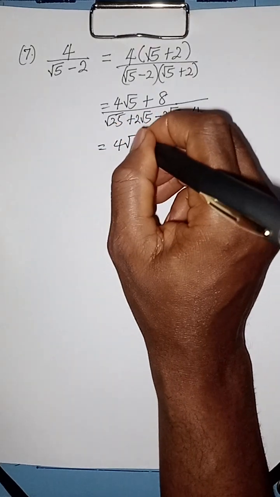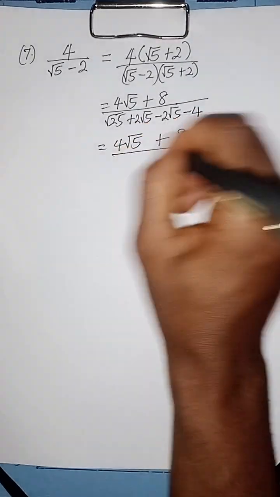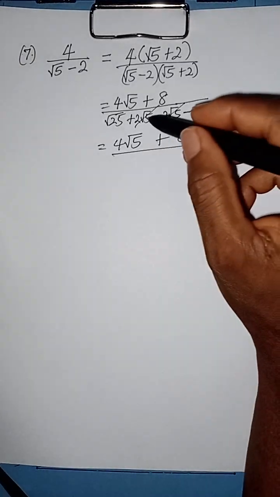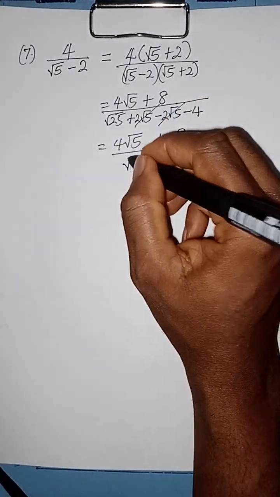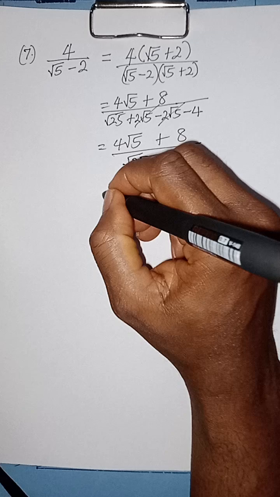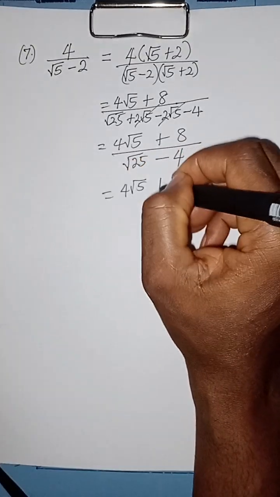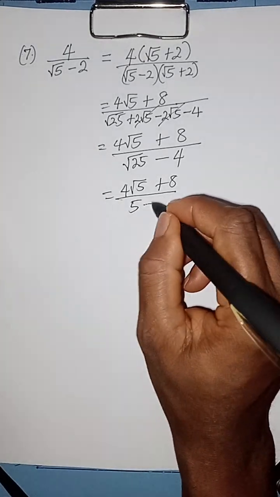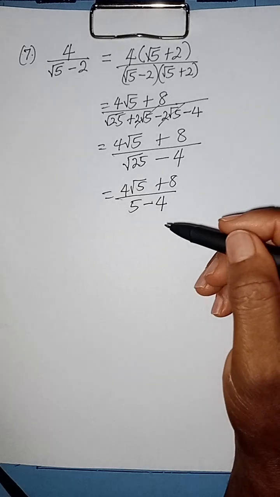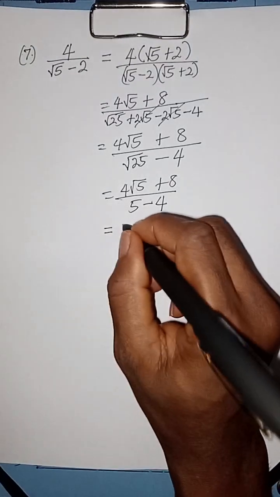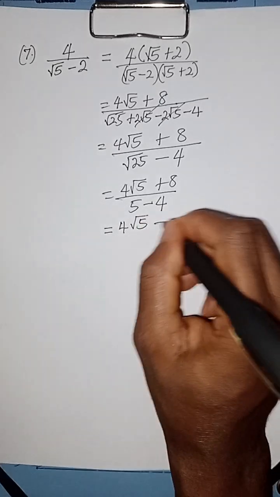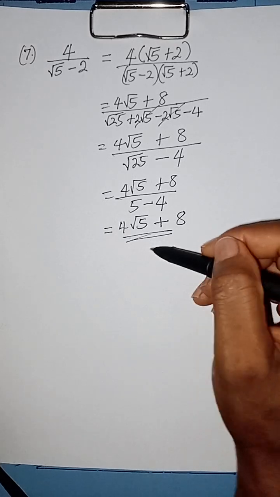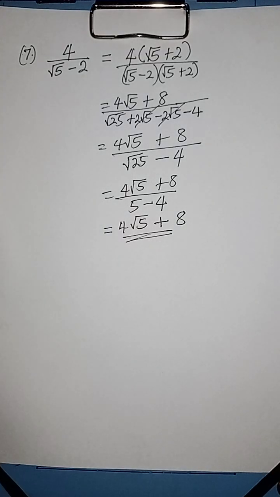This will be 4 root 5 plus 8 divide. Now look at it. This will go. This minus this will go. So I'll be left with root 25 minus 4, which is 4 root 5 plus 8 divide square root 25. It's 5 minus 4. So we could see the answer. The answer will just easily come out, and that is 4 root 5 plus 8 rather. And that's the answer, because if 5 should subtract 4, it's 1. So there's no point writing that.